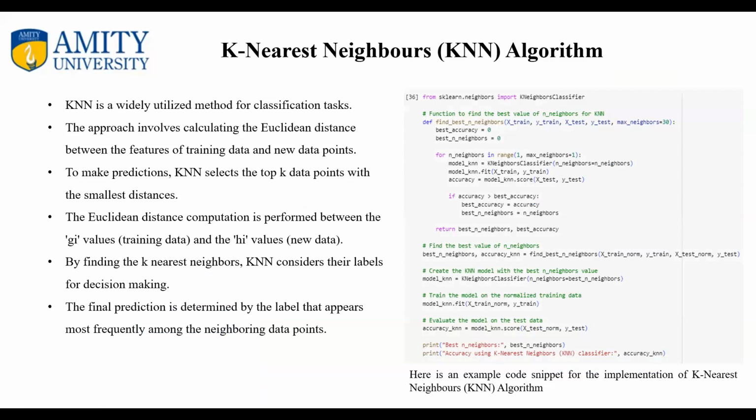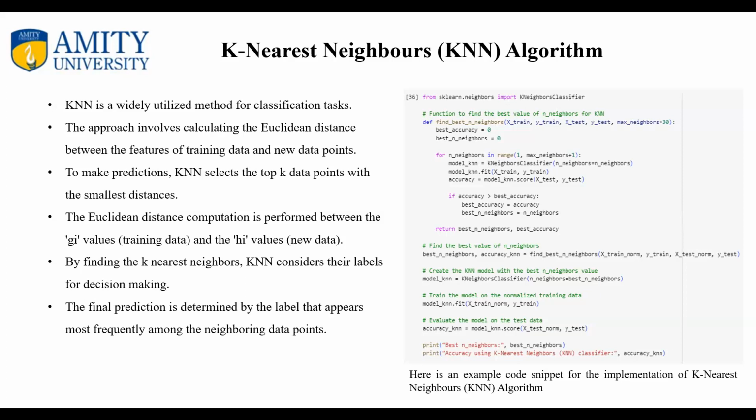Making a decision is based on the labels of the k nearest neighbors, and the final prediction is determined by the most frequent label among these neighbors. In summary, KNN classifies data by measuring distance and choosing the label of the nearest neighbors for accurate precision. On the screen, there is a code snippet for the implementation of k nearest neighbor.